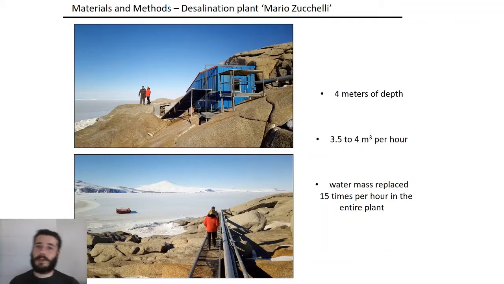The desalination plant is composed of two main facilities: the pump shed, which is closely located to the seawater intake pipe. The seawater intake pipe draws water from 4 meters of depth to avoid any damage from the sea ice. And from there, the seawater is drawn through a series of pipes to the main powerhouse, which is located approximately 120 meters far from the pump shed. The seawater is drawn at a medium rate of 3.5 to 4 cubic meters per hour, and the water mass in the entire desalination plant is replaced 15 times per hour approximately, or once every 4 minutes.